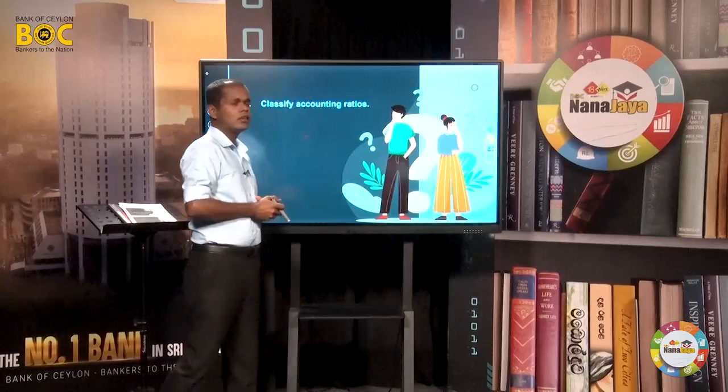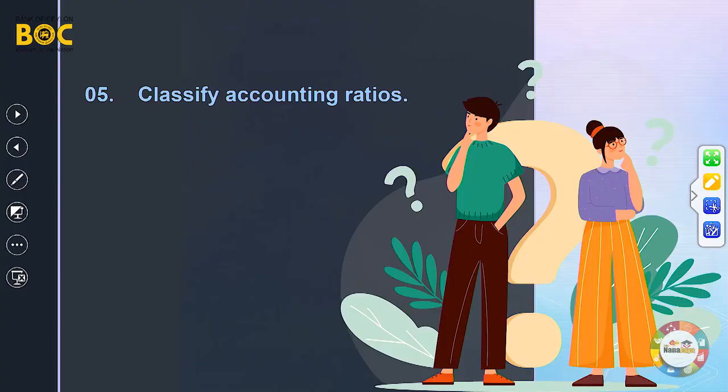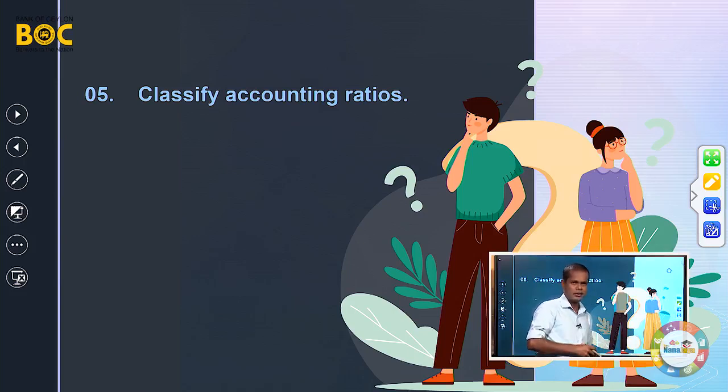The first category is liquidity ratios. We have 2 ratios: current ratio and quick assets ratio. The second category is financial stability ratios, where we analyze the capital structure. We have 3: debt ratio, debt equity ratio and interest coverage ratio.